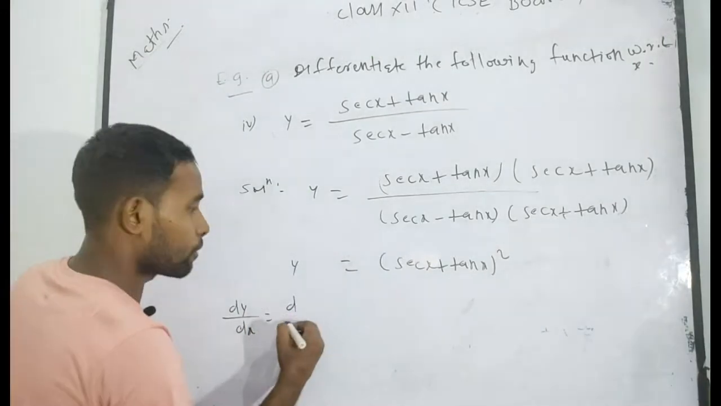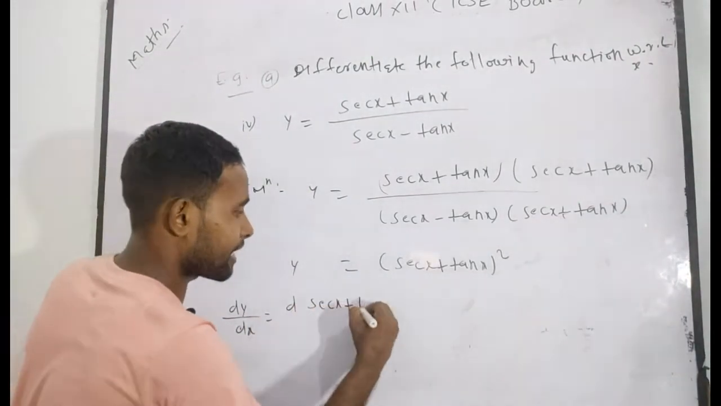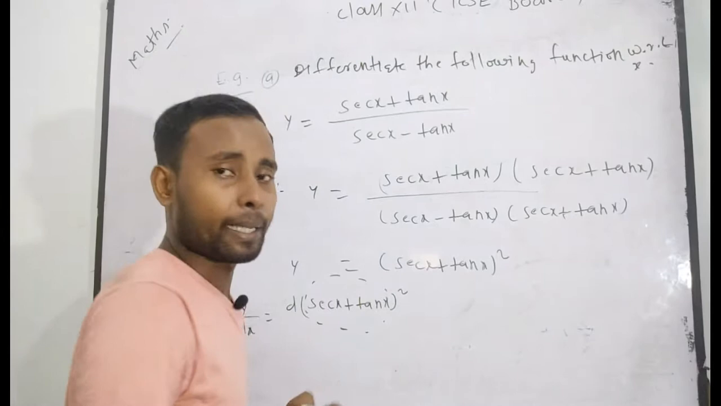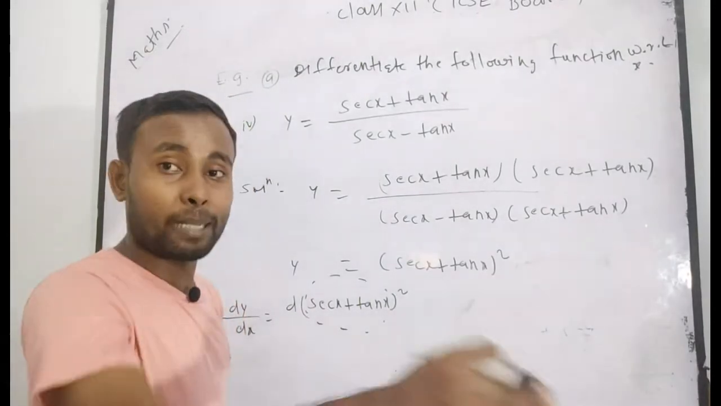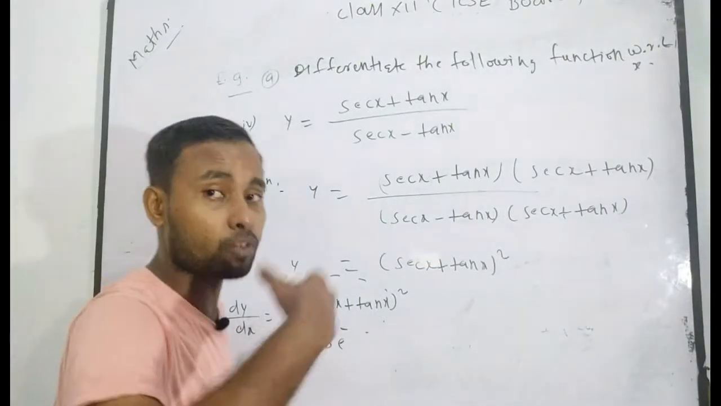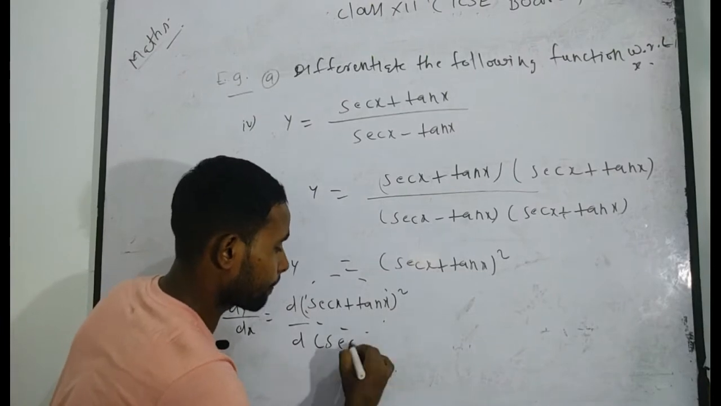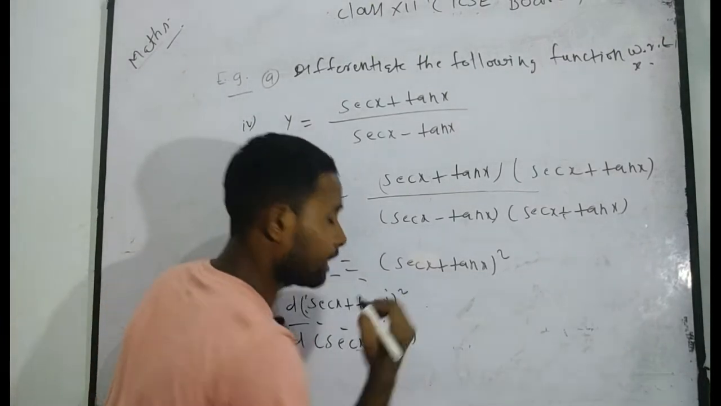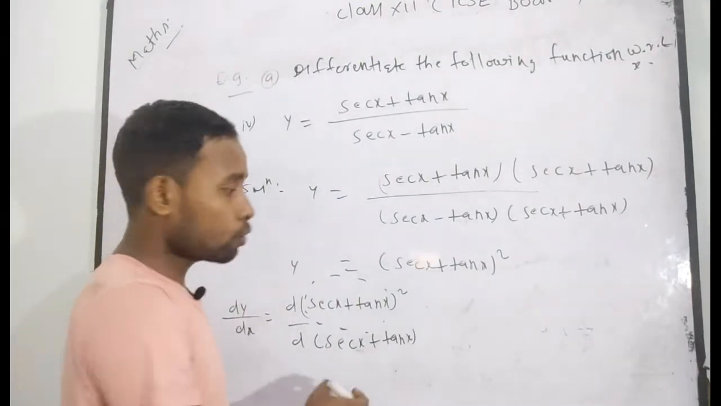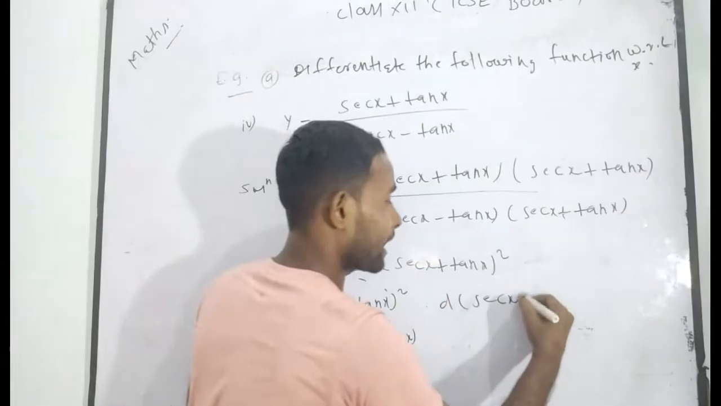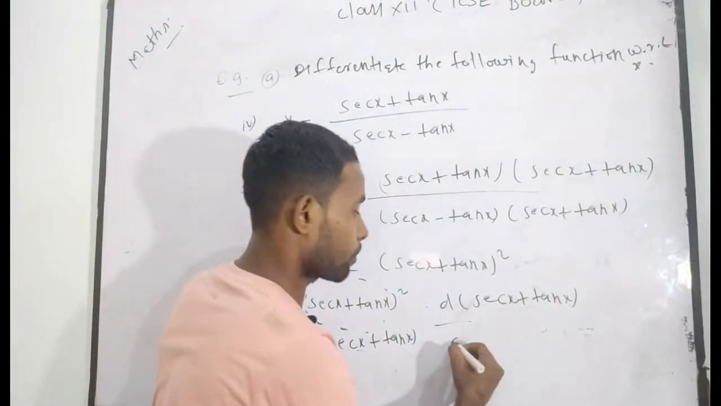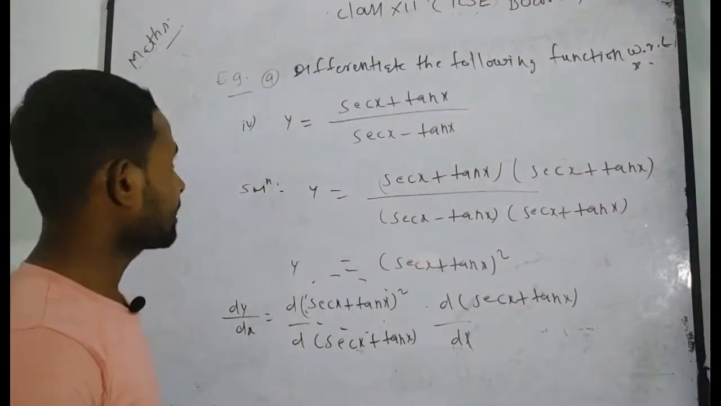In that case, dy by dx is the derivative of (sec x plus tan x) whole square. Suppose we hold this function under a bracket as p. In that case it becomes p square. As you know, p square is first differentiated with respect to p. So the derivative of (sec x plus tan x) whole square will be 2 into (sec x plus tan x) into the derivative of sec x plus tan x, because you have to differentiate with respect to x. Now you can differentiate this function with respect to x directly. Have you understood it? Yes.